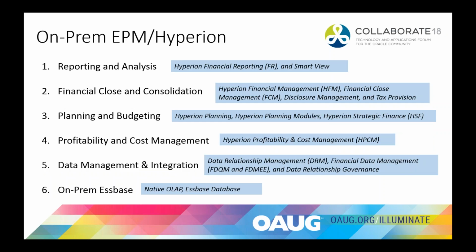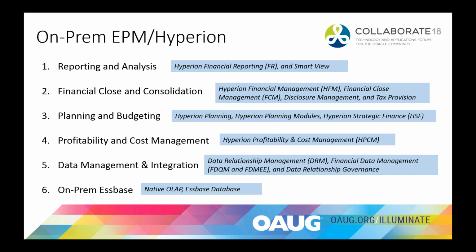tracks. So if we dive into the on-premise EPM Hyperion track, these are what's called sub-tracks or smart tracks. Basically, these are things that if you are in this space, you should recognize: reporting and analysis, which gives sessions in regard to FR, Report Studio, and the use of Smart View; financial close and consolidation, which gives insight into the on-premise HFM product, FCM, disclosure management, and the tax provisioning; planning and budgeting, which of course covers Hyperion planning, all the past modules of Hyperion planning, and then of course HSF, Hyperion Strategic Finance.